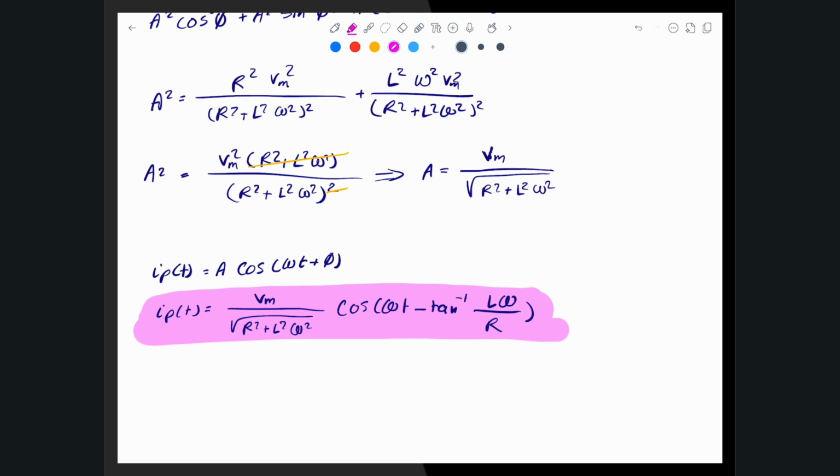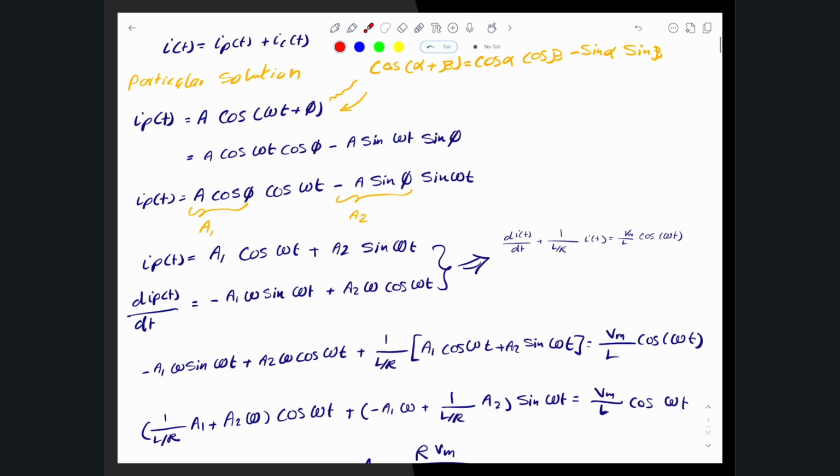And by the way, this particular solution is the steady state solution because it is a function of t and it does not disappear after some time. It just stays. It tells me that the current is sinusoidal, with the same frequency omega, and has this particular phase shift and this magnitude. So what we did find is half of the solution.